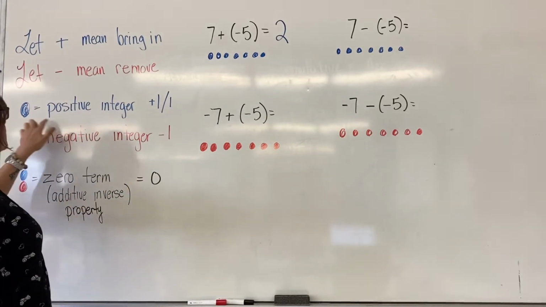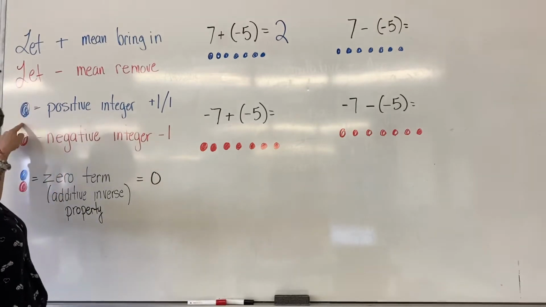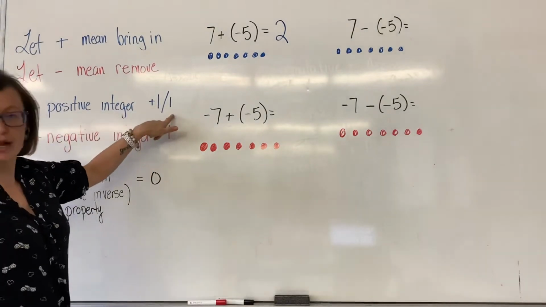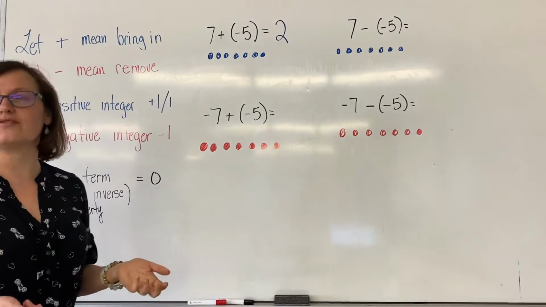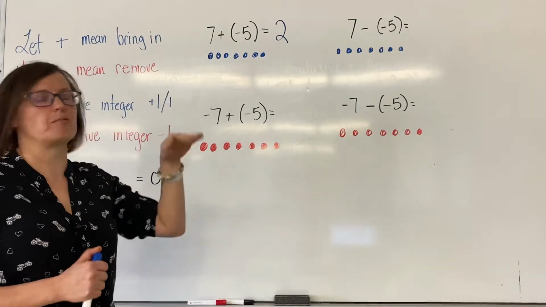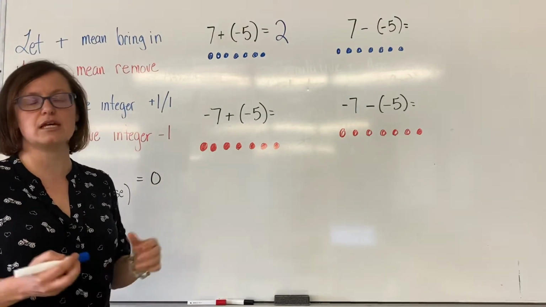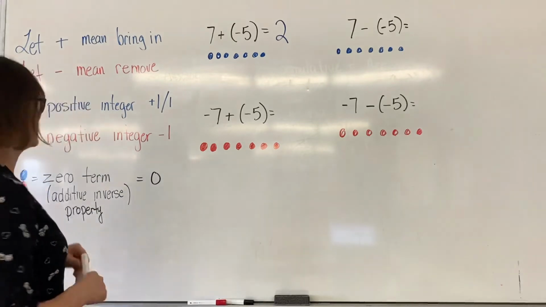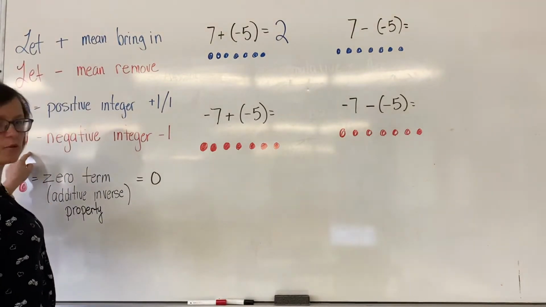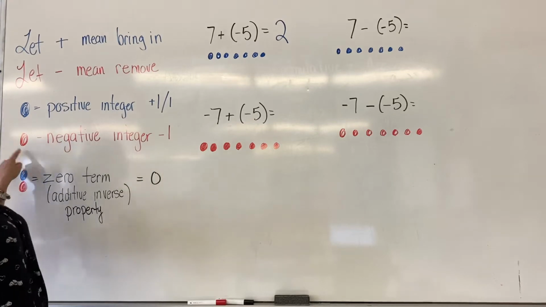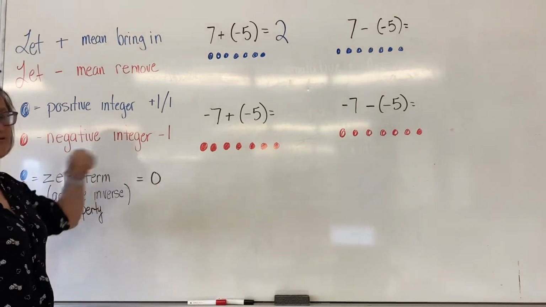Blue is going to represent positive integers. So here is a positive integer, and it has a value of 1. Now, positive integers don't generally have a positive symbol in front of them. So if there is no symbol in front, we assume that it's positive. I'm going to let red represent negative integers. So I have one negative integer here, and the value is -1.